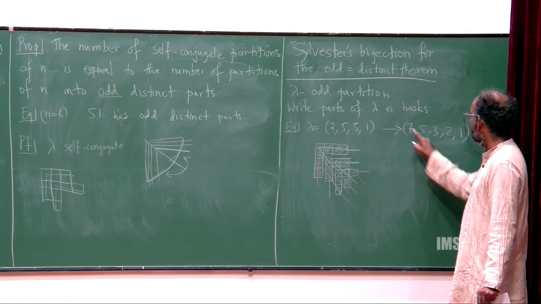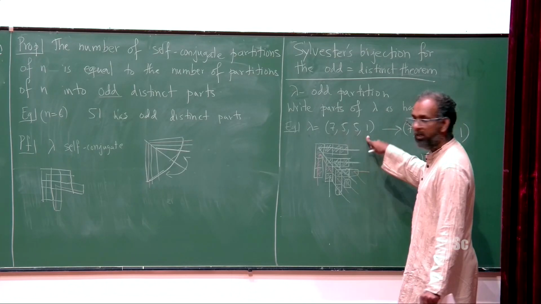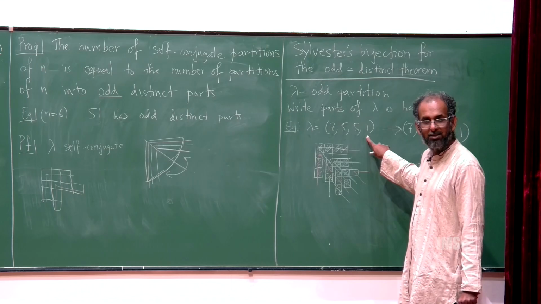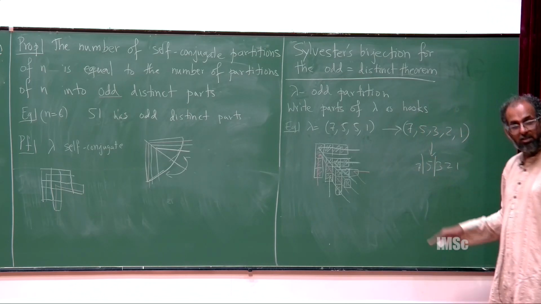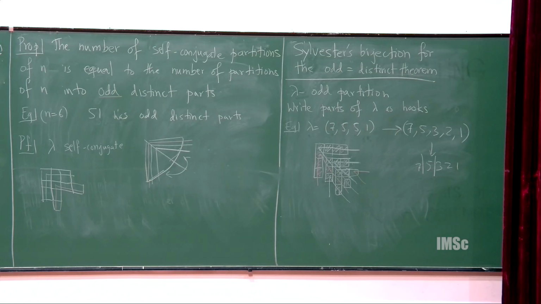Then 5, and then 7. So here you have 3 distinct parts, and here you have 3 contiguous blocks. Okay. So Sylvester's bijection, I have not proved it.